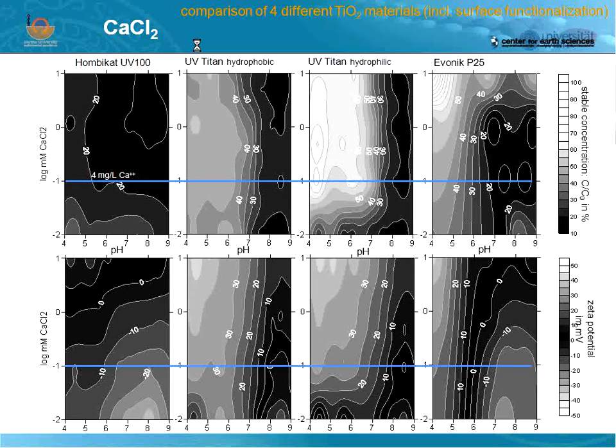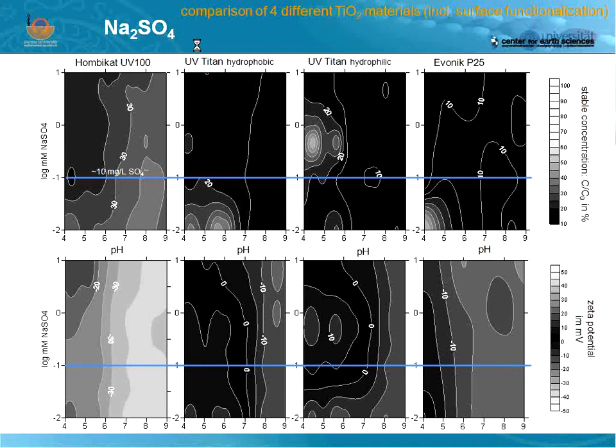It becomes more interesting in the calcium chloride matrix, where we see that the Hombicat UV100 again behaves completely different to the others. What we also see is that the hydrophobic and the hydrophilic UV titane behave very, very similar to each other. The zeta potential plots are quite similar, and also the concentration plots are quite similar. And they are essentially different to the pure titanium dioxide. So what we see here is the effect of the coating of the material, but we don't see any difference between the hydrophobic and hydrophilic ones. That's strange. That was really not expected.